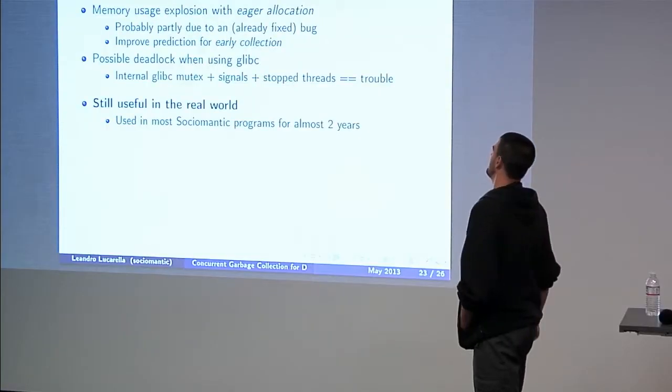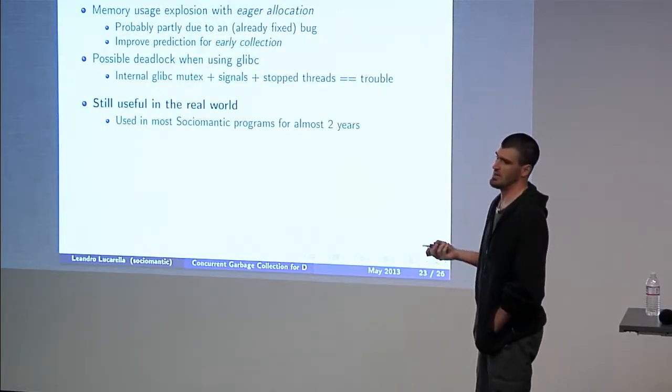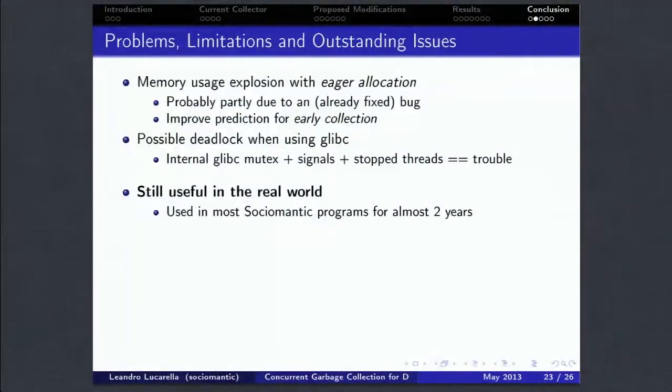Some problems, limitations, and outstanding issues. The memory usage is clearly one of the main problems, probably because of eager allocation. I think part of the problem could be solved already because of the bug fixed. And probably another thing that I didn't do with this test is to hand-tweak the parameters like the threshold for the early allocation, early collection, so this might be tweaked by using different parameters.